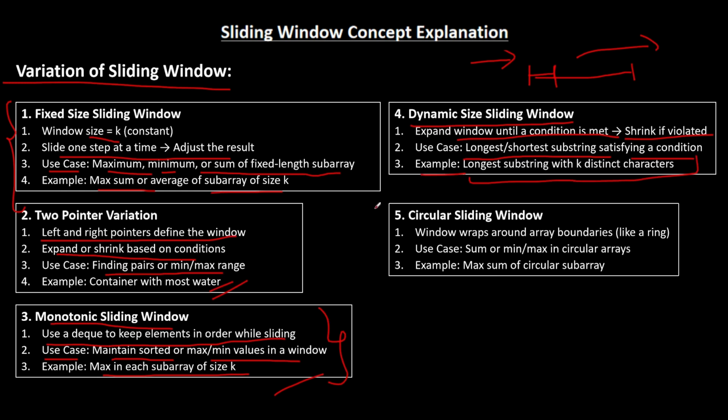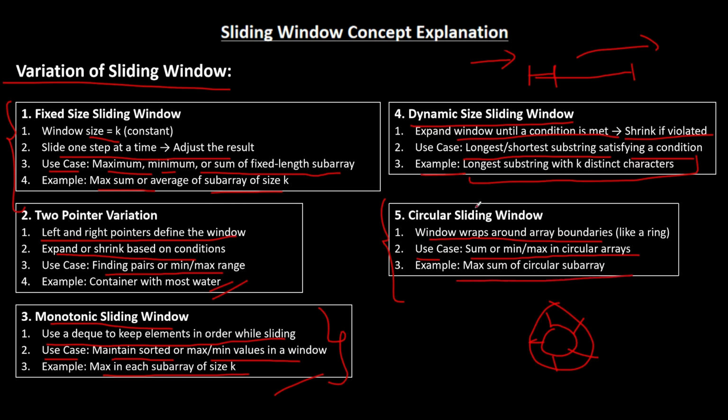Now the fifth variation will be the circular sliding window. The window wraps around the array boundaries like a ring. The array becomes a ring. Fine. Use cases would be sum or minimum, maximum in circular arrays, and maximum sum of circular subarray.